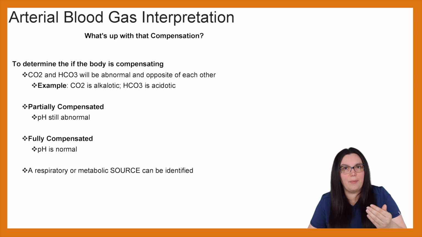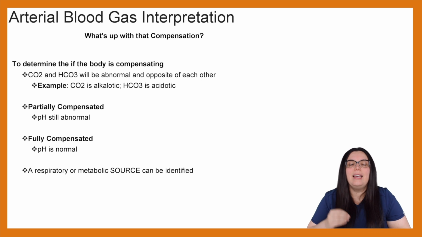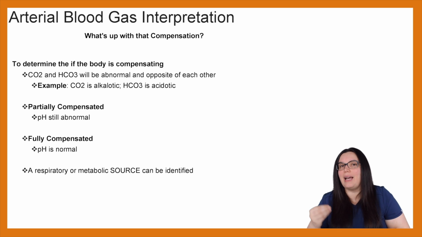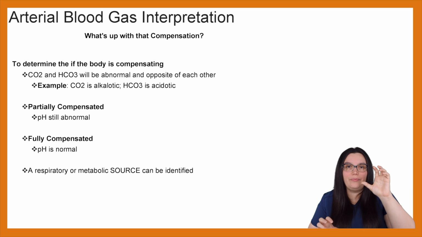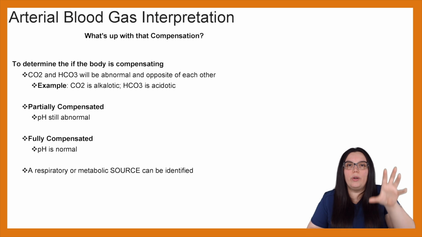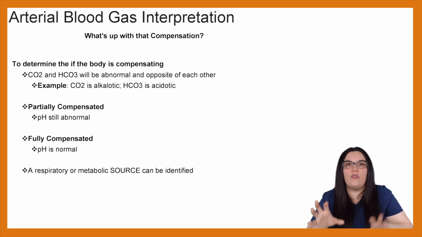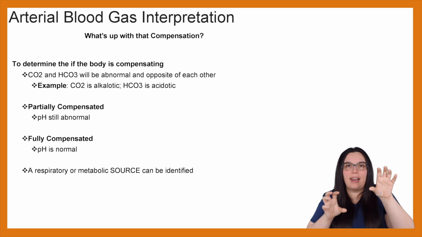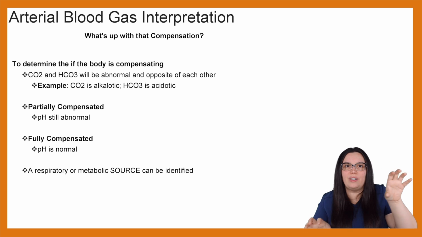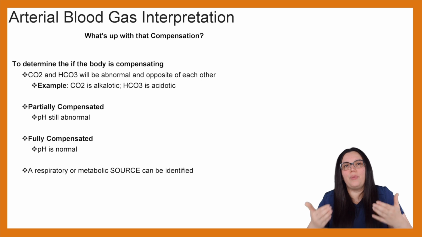So with partially compensated arterial blood gases, the pH is still going to be abnormal. The metabolic and respiratory systems are going to try to fix themselves, but usually in the beginning the pH is going to be abnormal. So when we have an abnormal pH, but our carbon dioxide and our bicarb are opposite of each other, trying to fix each other, then we have a partially compensated arterial blood gas.